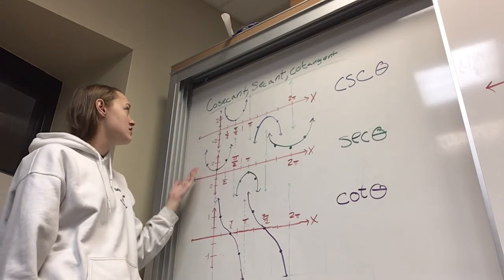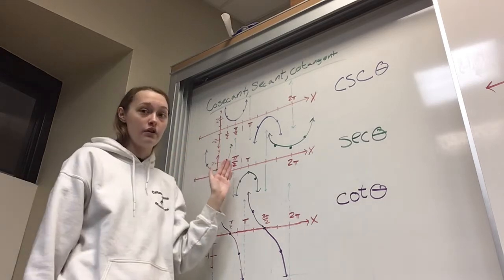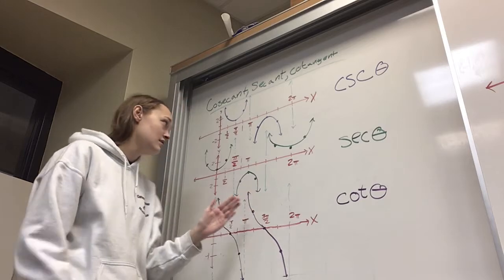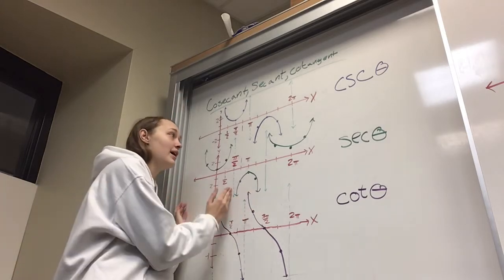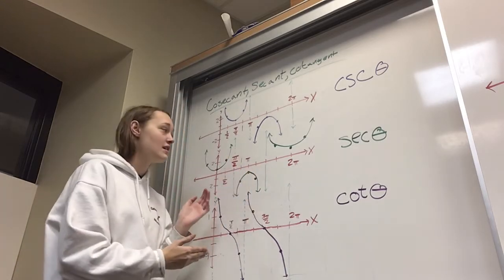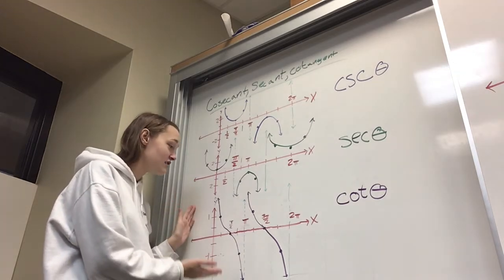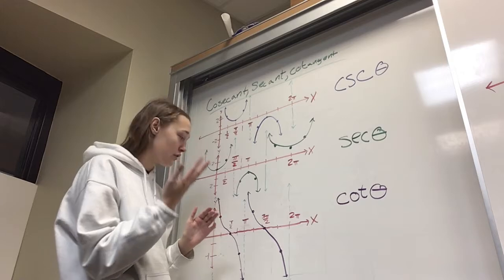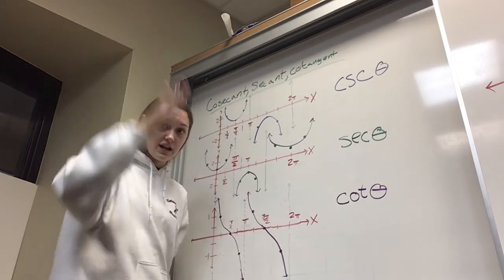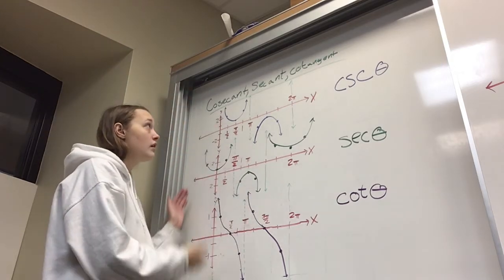And then secant is just cosecant shifted over a little bit, shifted over 90 degrees. So it's the same thing. The asymptotes are at pi halves and 3 pi halves. And then we have cotangent, which is exactly like the tangent graph. It's just flipped over. Instead of it being a positive slope, it's a negative slope. So those are those three.